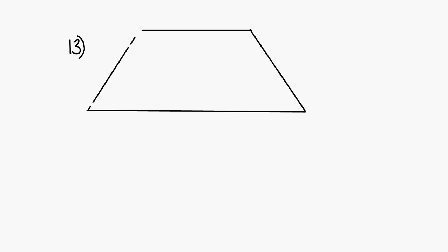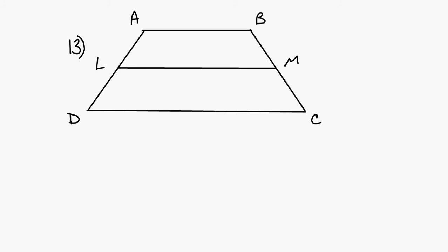In number 13, same picture. You're told that A to B is x plus 8, L to M is 4x plus 3, and D to C is 320. What is the value of x?